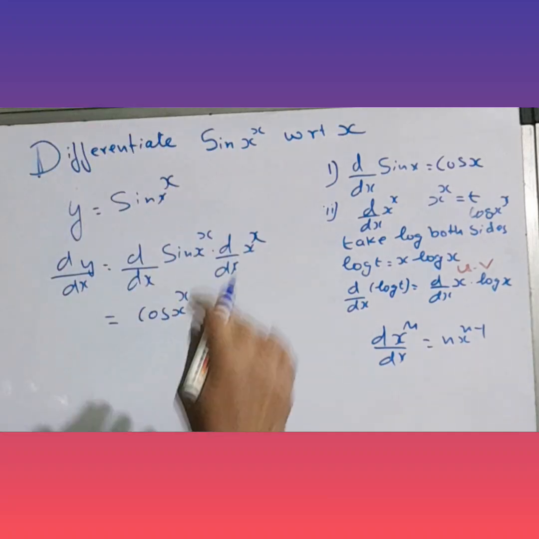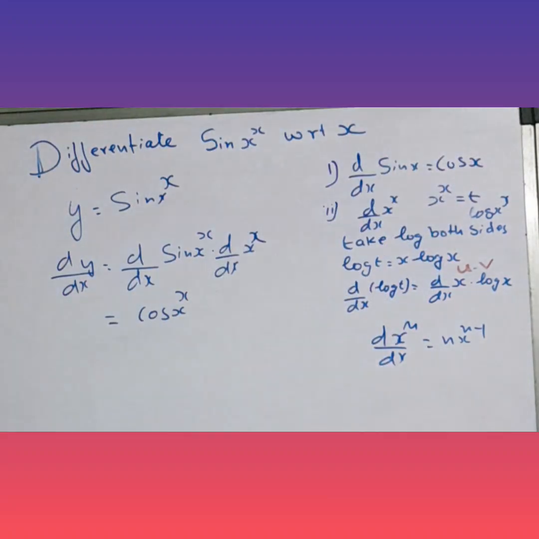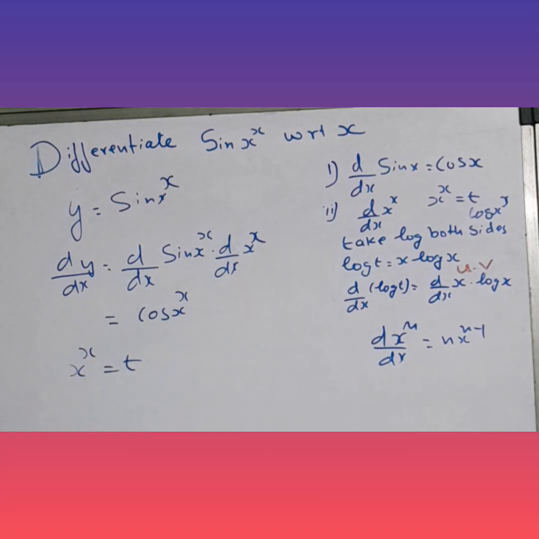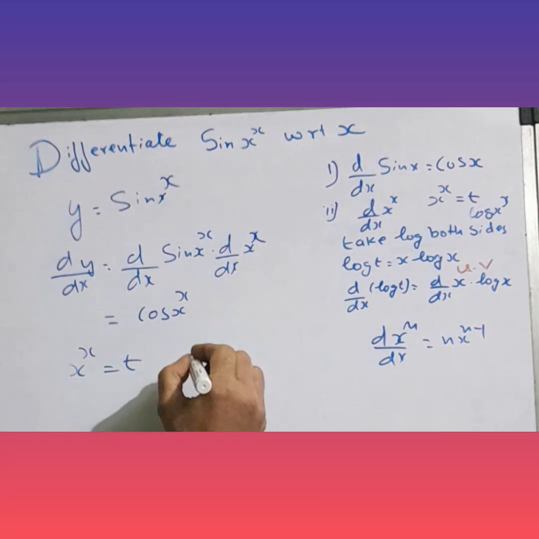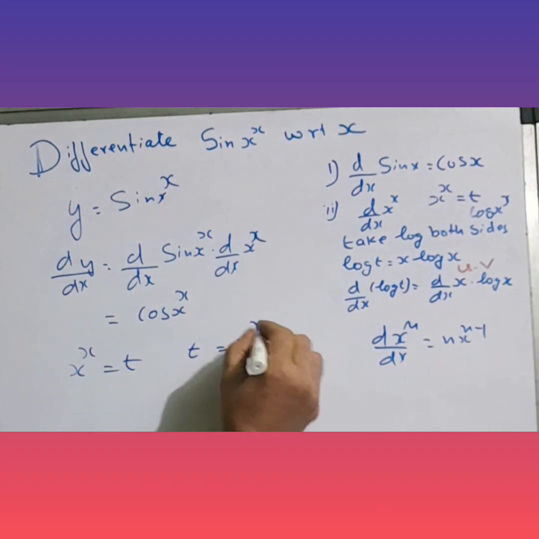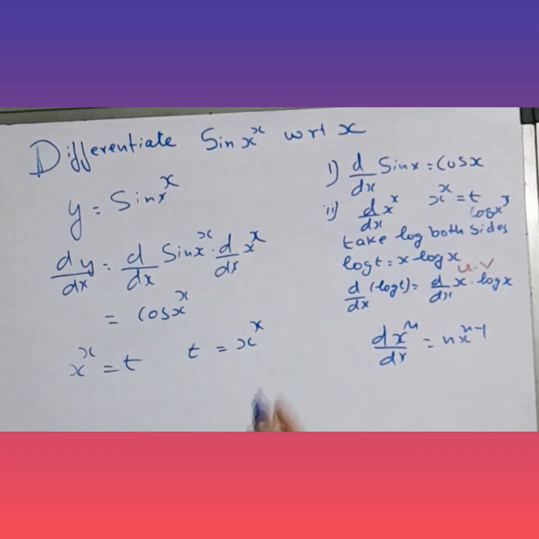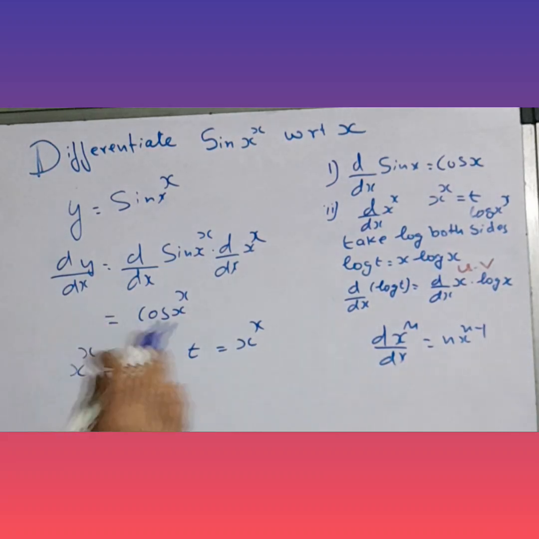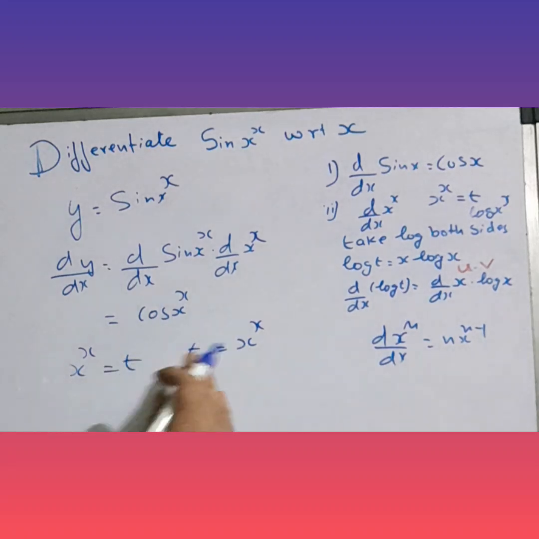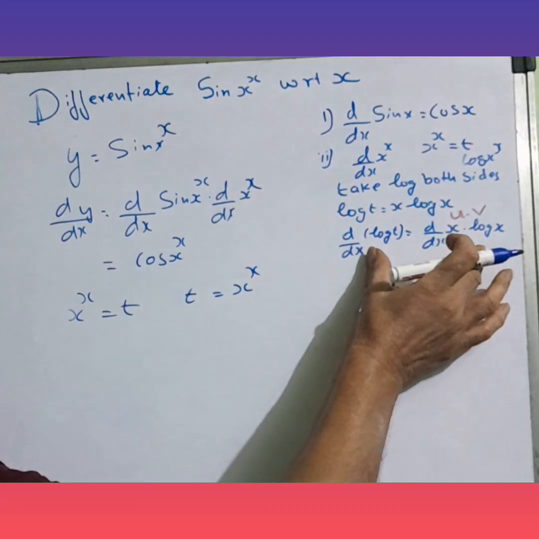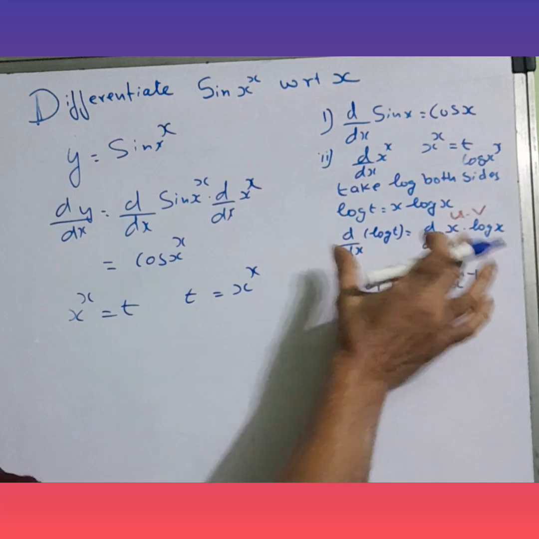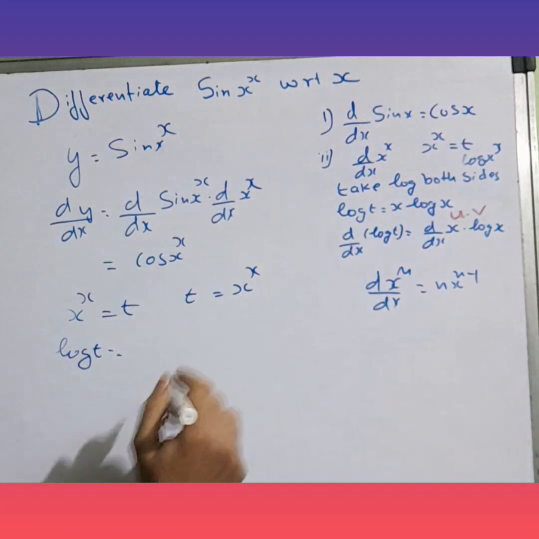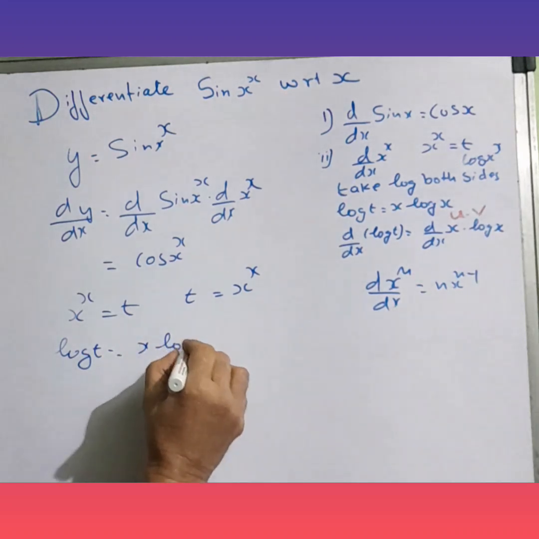Alright, so let's do some assumption as I did over there. Let me assume x raised to x is equal to t. So t is equal to x raised to x. Now I've got to put in log. So x variable, x raised to variable, I have no other choice but to go ahead via the log method. So I've got to put log on both the sides. That's what I did, so I'll come to this part directly. So log t, same thing, is equal to x log x.